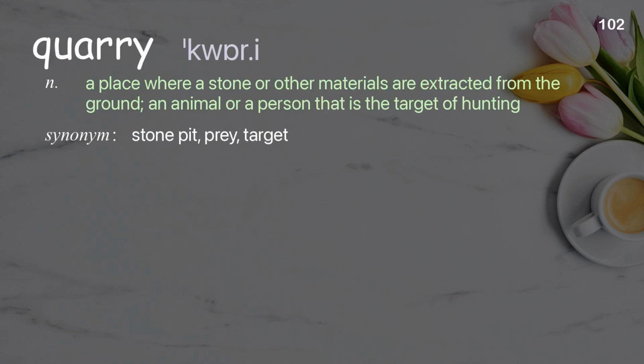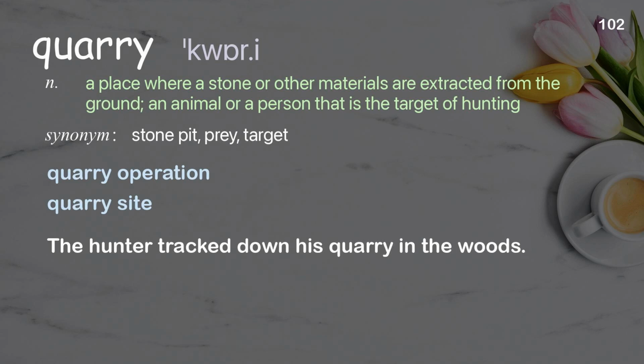Quarry. A place where a stone or other materials are extracted from the ground, an animal or a person that is the target of hunting. Examples: Quarry operation. Quarry site. The hunter tracked down his quarry in the woods.